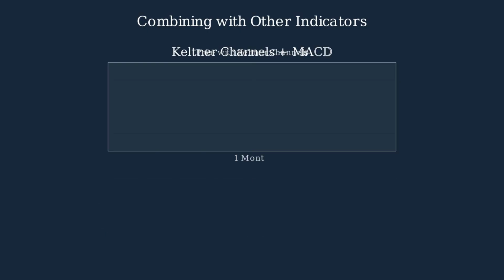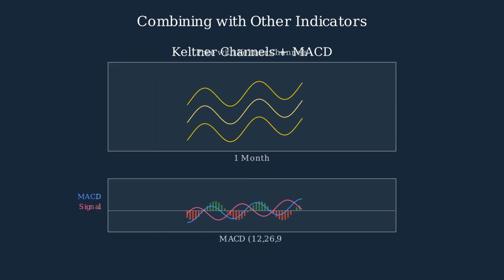The MACD indicator works particularly well with Keltner channels because it captures both trend direction and momentum. A powerful signal occurs when price approaches the upper Keltner channel, while the MACD line crosses above its signal line. This combination suggests strong bullish momentum.